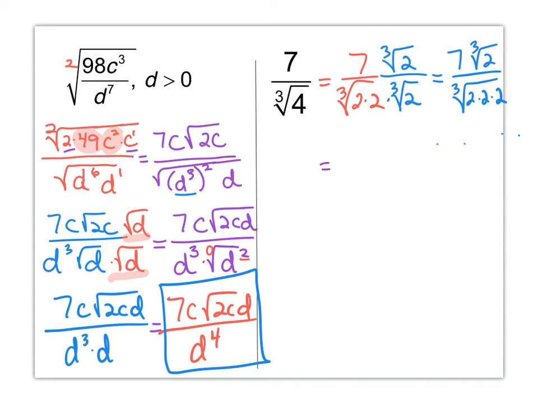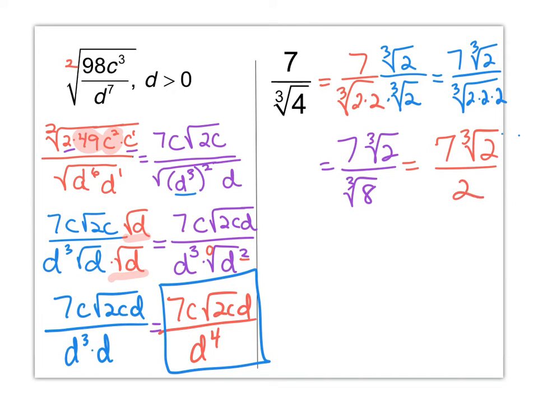So we can write, again, the numerator is 7 times the cube root of 2 over the cube root of 8, and 8 is a perfect cube. So we can write our final answer as 7 times the cube root of 2, all divided by 2. That is our final answer, simplified by rationalizing the denominator.